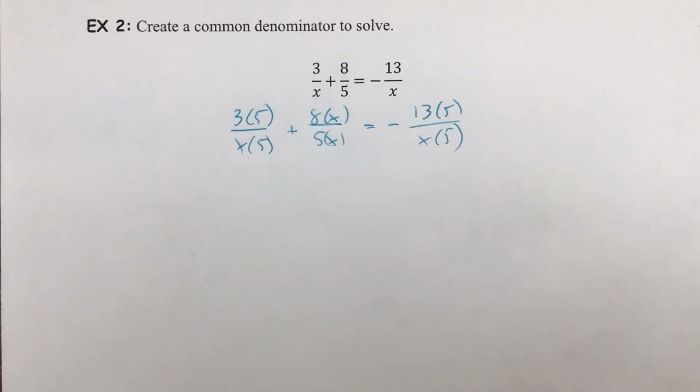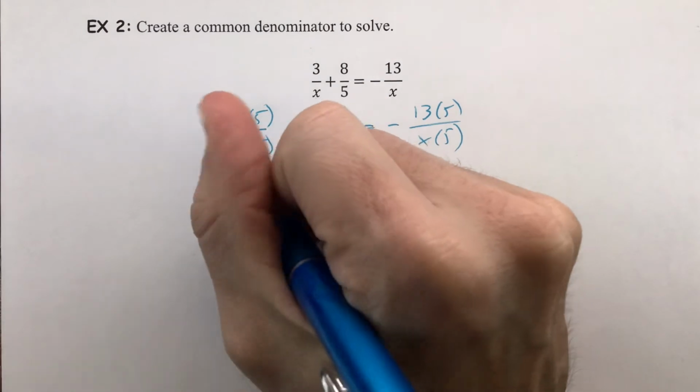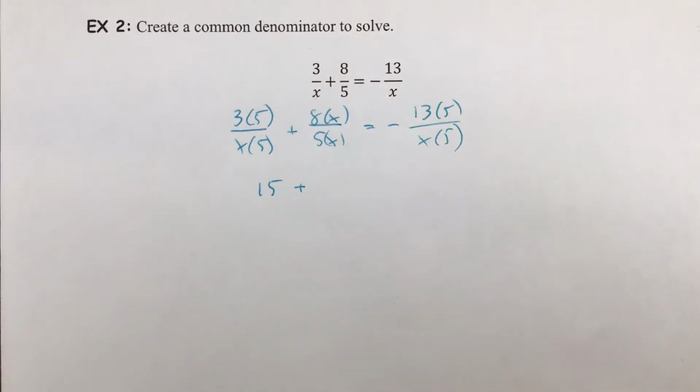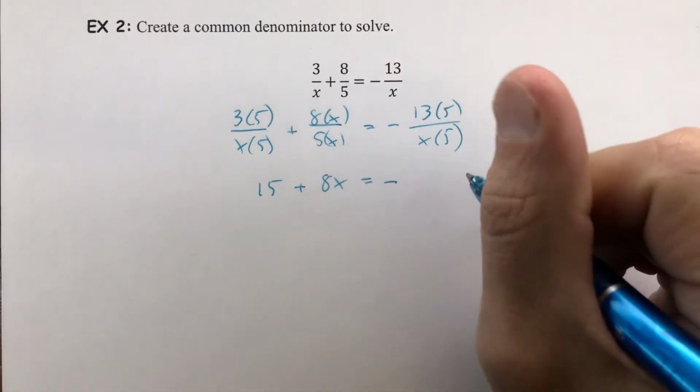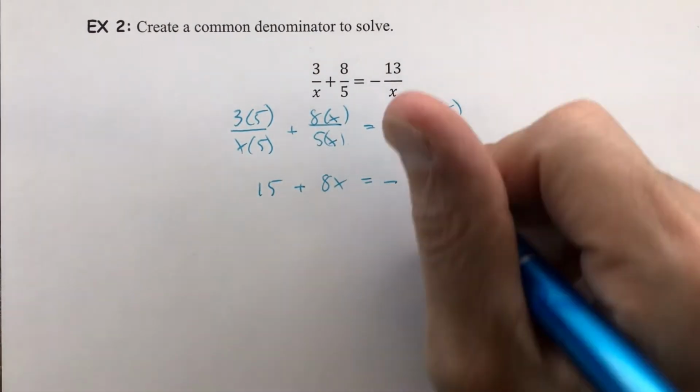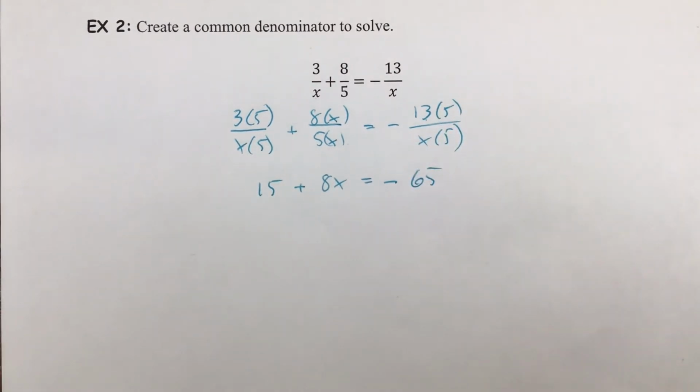The third fraction does have an x for the denominator, but it doesn't have a 5. What's really neat here is that by creating a common denominator, you don't really need to pay attention to the denominator anymore. The only part we really need to pay attention to are the numerators and the operations. We've got 3 times 5, which is 15. You've got 8 times x, which is 8x. We're going to set that equal to -13 times 5, which is 65. And you don't have to pay attention to the denominator at all. It doesn't make any difference.